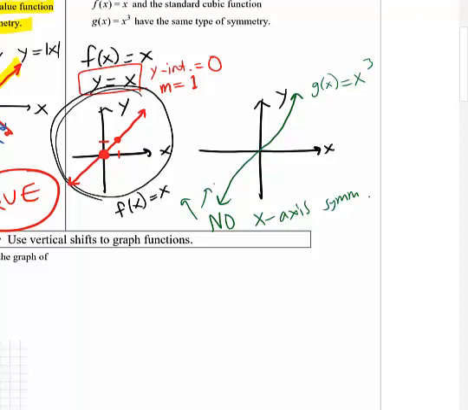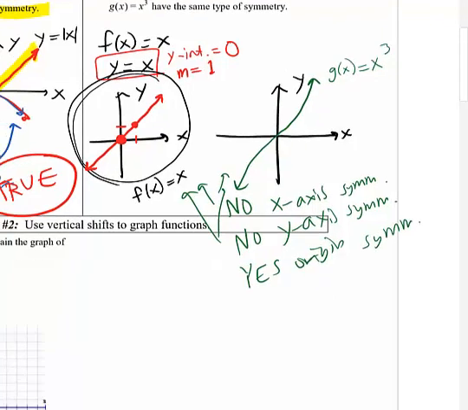What about y-axis symmetry? No, for the same reason. No y-axis symmetry, and that goes for both of them, because if you try to reflect their graphs across the y-axis, it would be a different graph. But yes to origin symmetry.